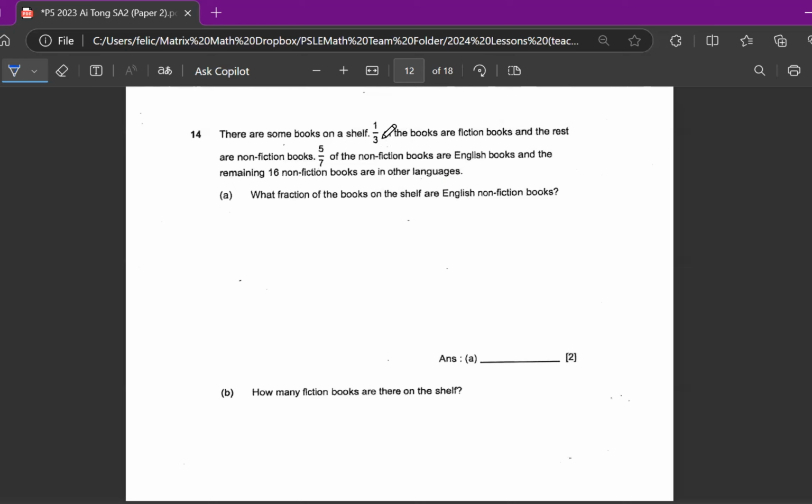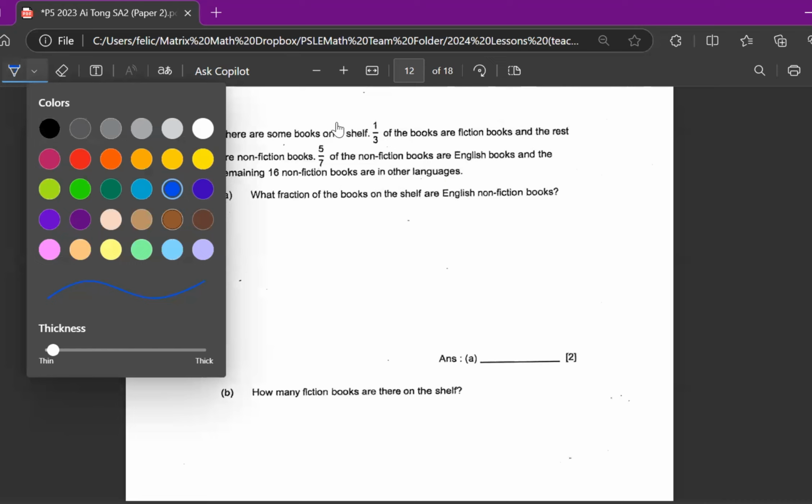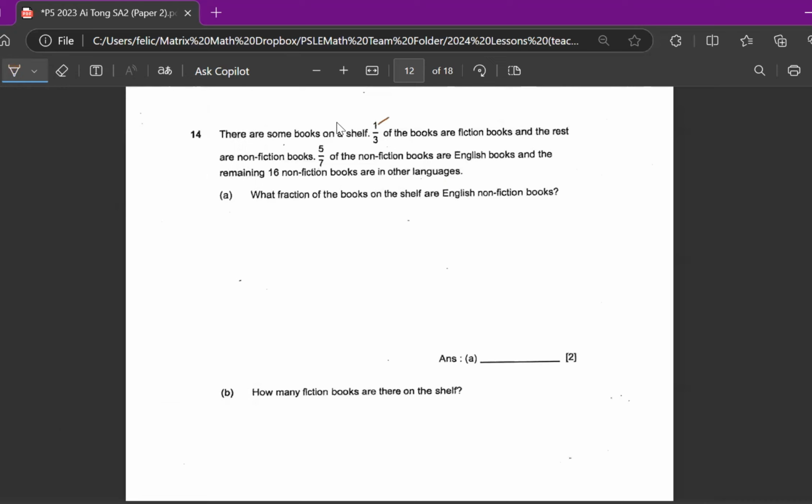Because this denominator, let's break it down first. Let's understand what each unit represents. So what does this 1 unit and 3 units represent? They say 1/3 of the books are fiction books. So obviously the fiction books has to be the 1 unit. Now, 3 units will be the total books because they say of the books. I like to use the thing that's after the word "of" to determine what goes to the denominator. This is just language structure. So of the books means the total books is the 3 units.